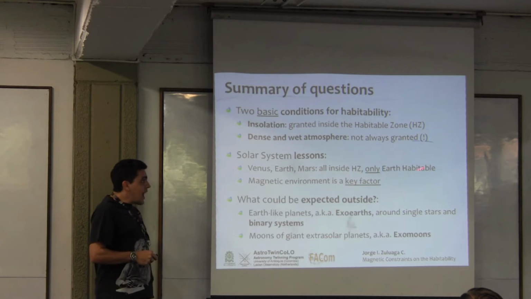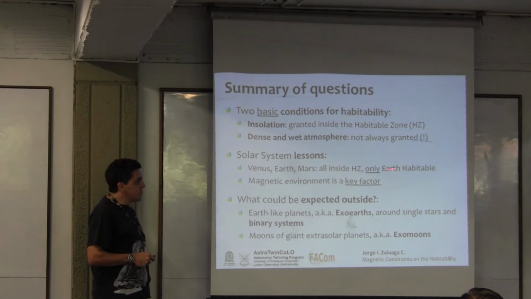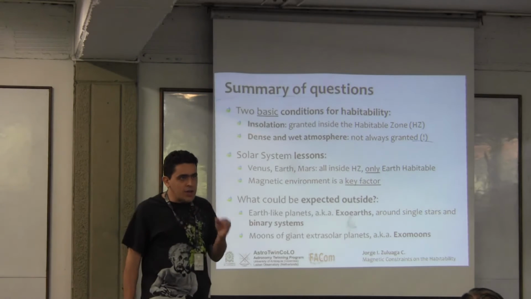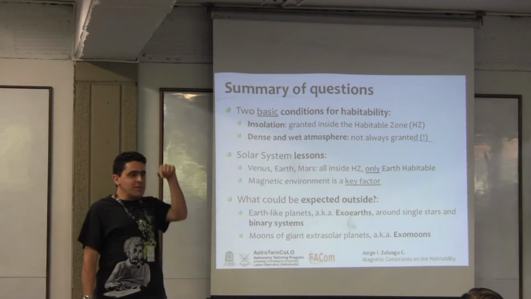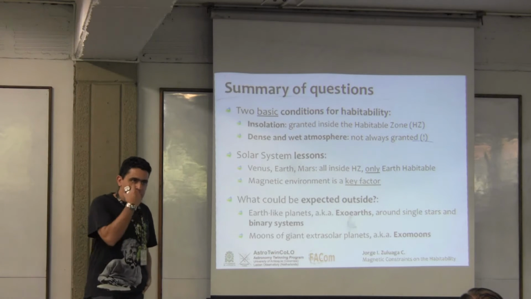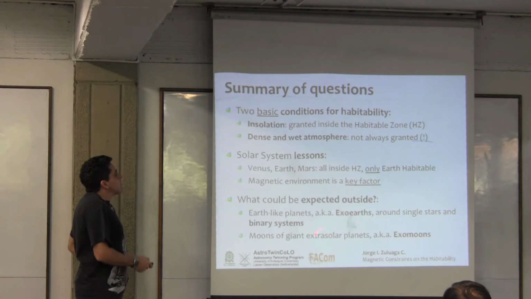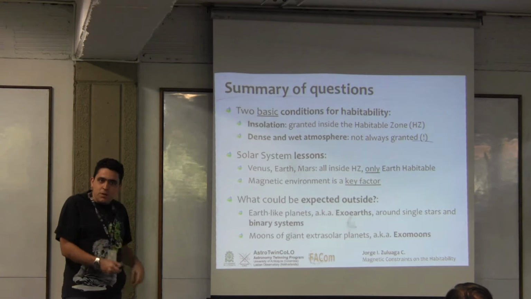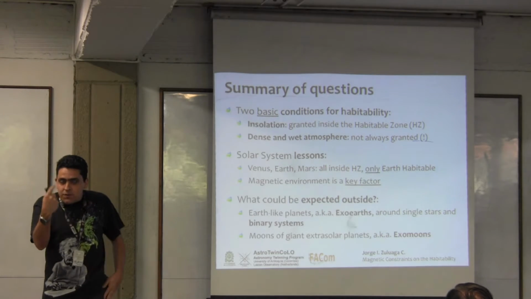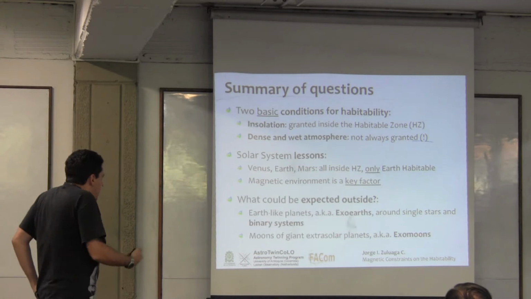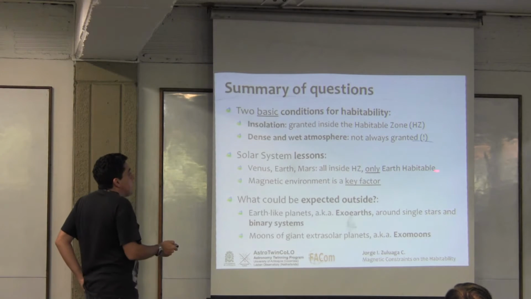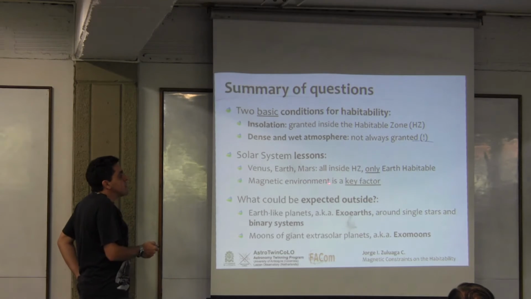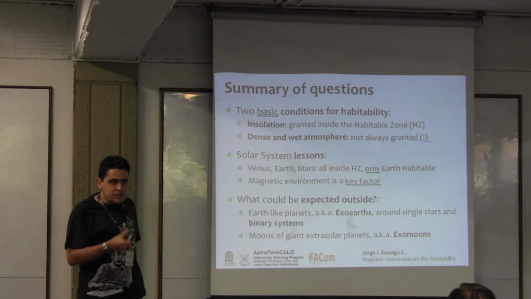But as you know for sure, only Earth is actually inhabited. Only Earth has habitability conditions on the surface. So, what happens in the solar system if we have three habitable planets, why is just one of them actually inhabited? Well, the key factor seems to be the magnetic environment of these bodies.